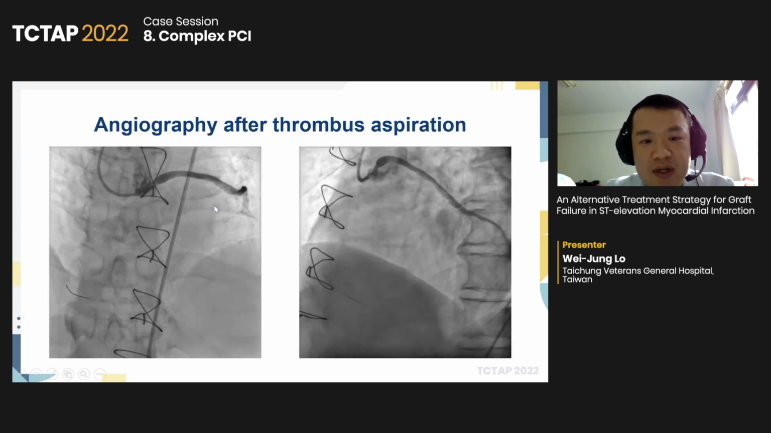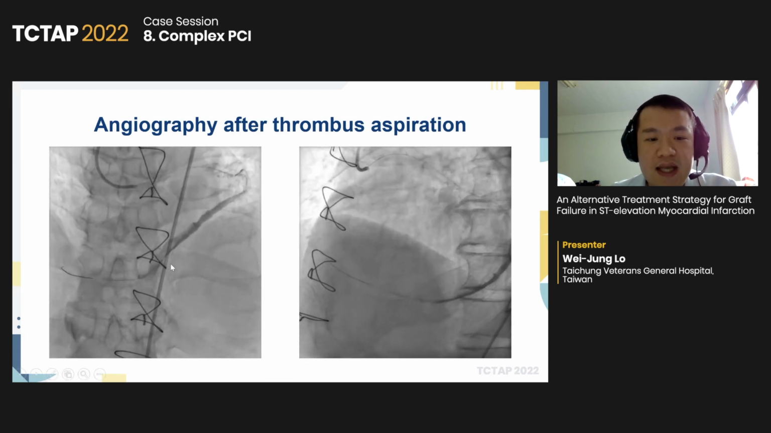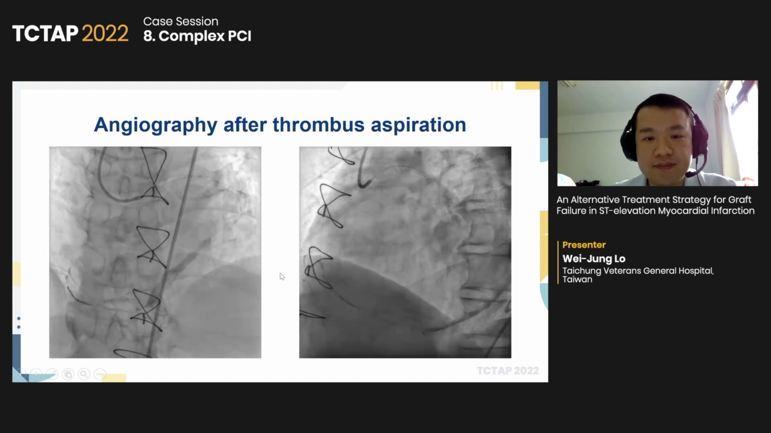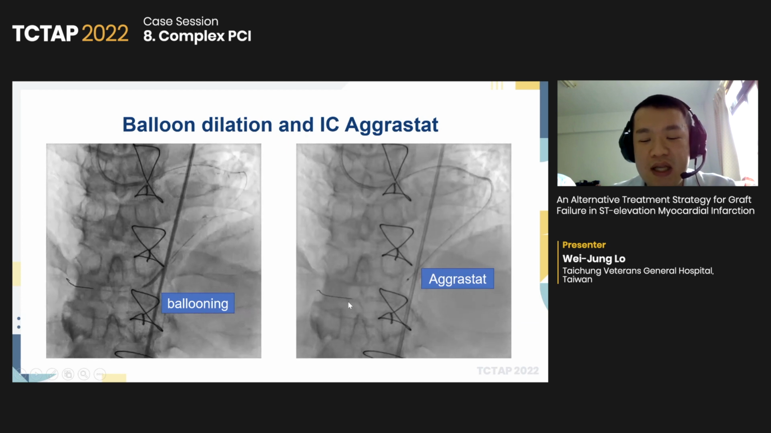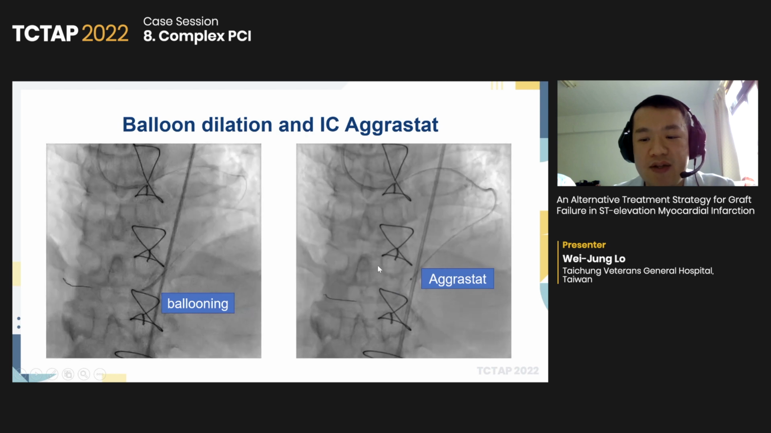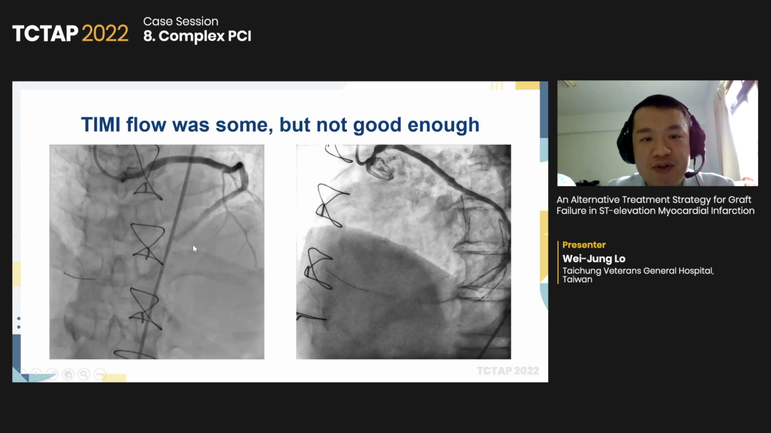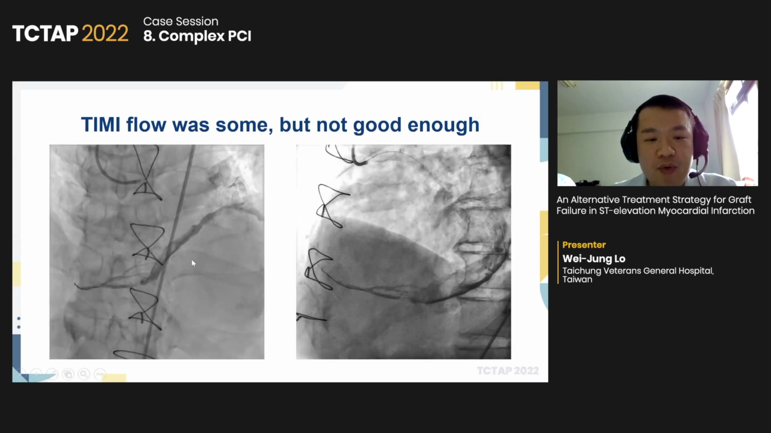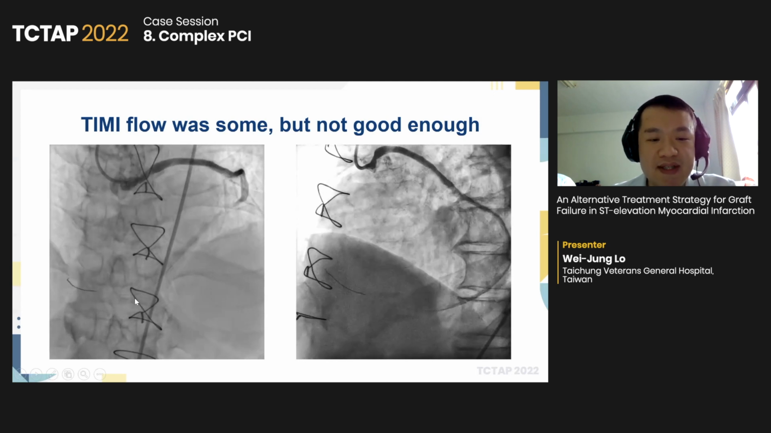After thrombus aspiration, the angiography showed huge thrombus over the distal vein graft and severe stenosis over the vein graft to PDA junction. We did distal dilatation with ballooning and an intracoronary bolus dose infusion of tirofiban with Eliminator. The flow from vein graft to PDA became TIMI 2 flow. However, the huge thrombus over the distal vein graft and severe stenosis over the vein graft to PDA persisted.